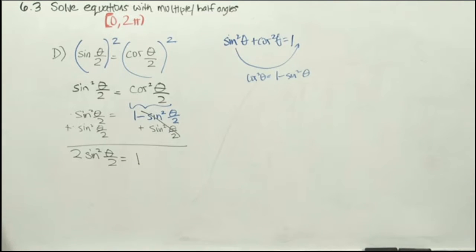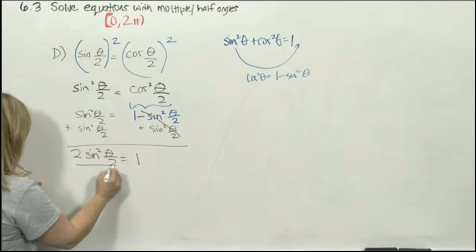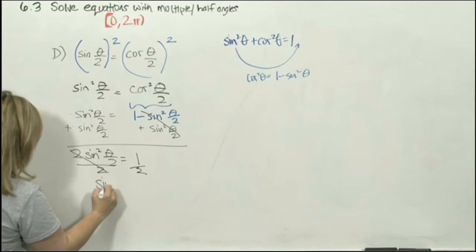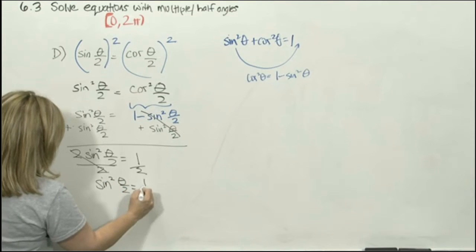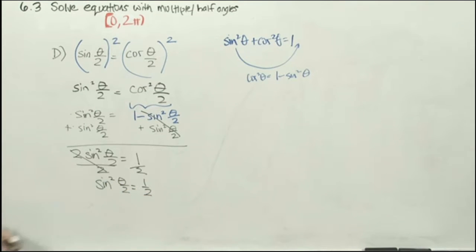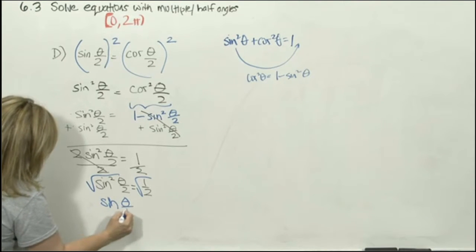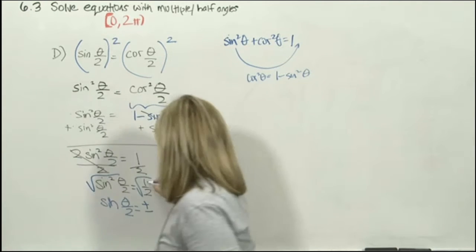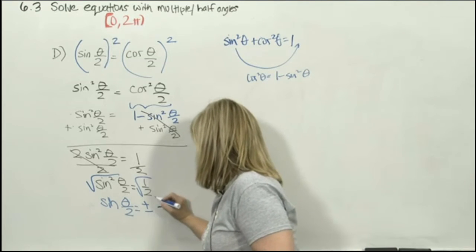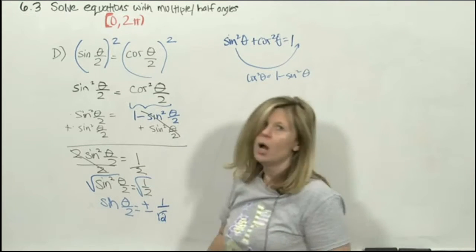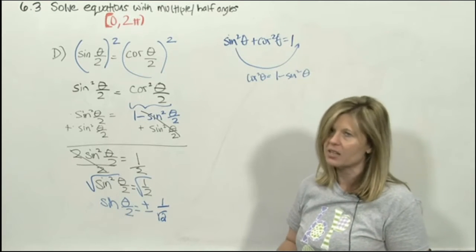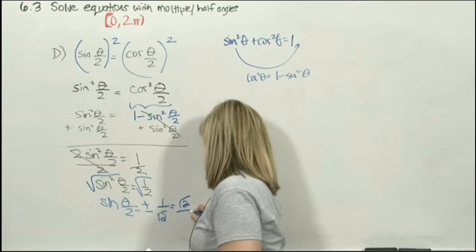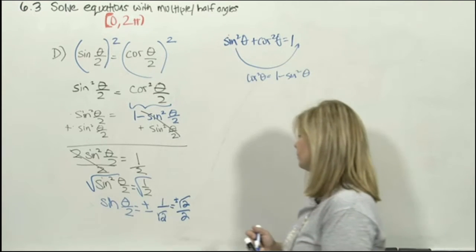Is my trig function isolated? No, I can move that 2 by dividing. I get sine squared theta over 2 equals 1/2. I have to get rid of the square because I just want the sine, the original trig function. Sine theta over 2 equals, when you do a square root, you have both a plus or minus. We're square rooting 1, which is 1. We're square rooting 2, which is square root of 2. But we have not written 1 over square root of 2 since the beginning of this semester. This is really square root of 2 over 2. And it's both positive and negative.